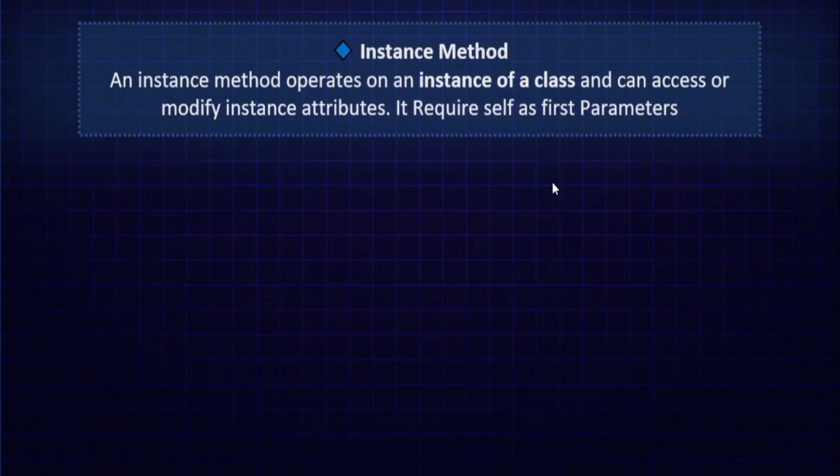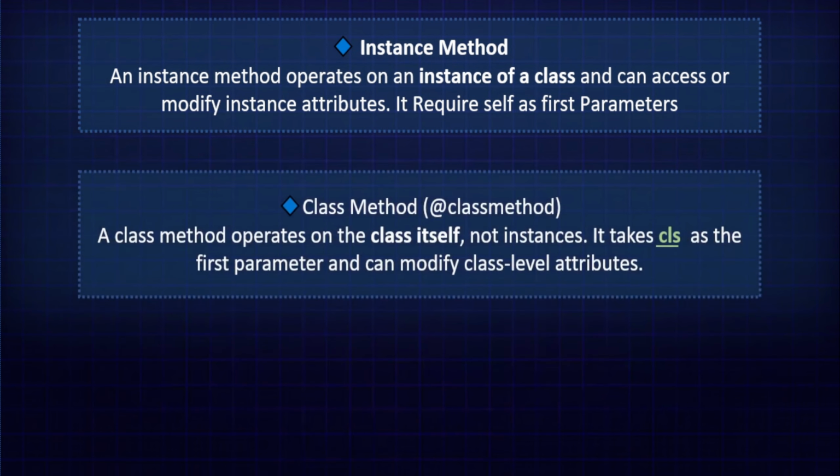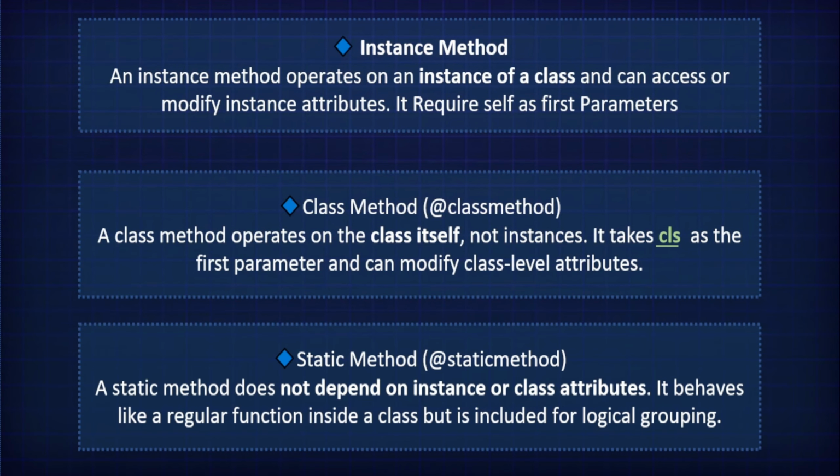What's the difference between instance methods, class methods, and static methods? An instance method operates on an instance of a class and can access or modify instance attributes. It takes self as the first parameter. When any method gets self as the first parameter, it is called an instance method.